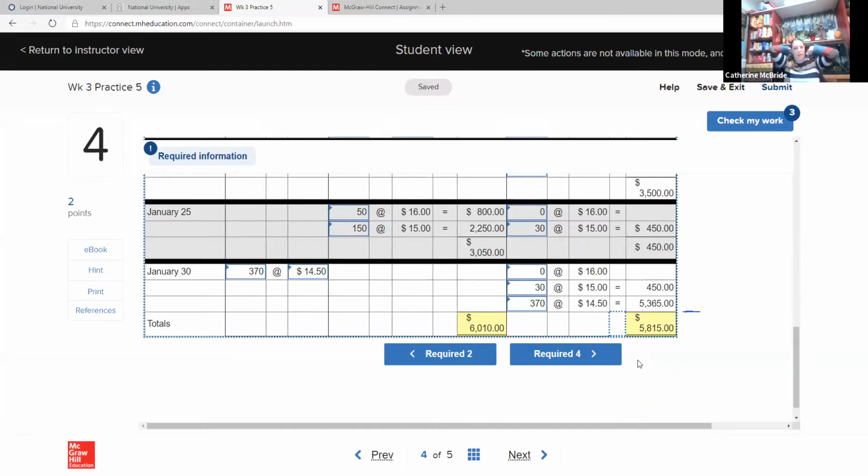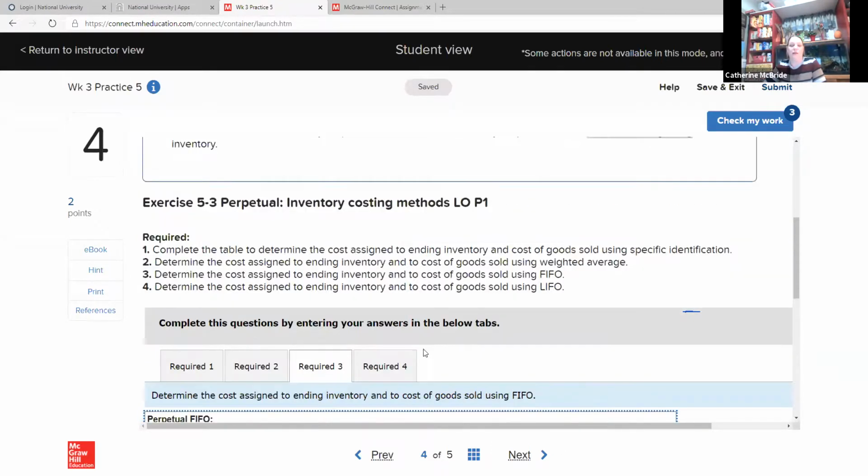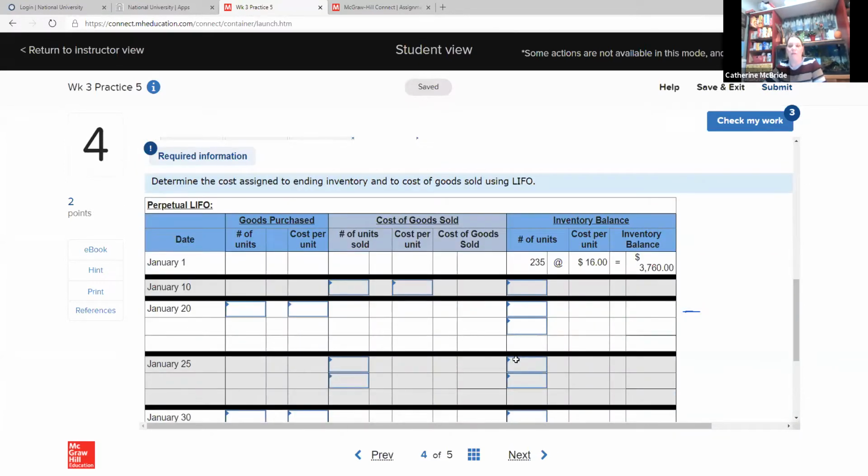So this tells me a couple of different things. For each sale, I can see what the cost of goods sold and what the ending inventory would be. And then you just have to keep using different layers. You're not going to get this the first time. We're going to do the same thing this time, but we're going to use last in, first out. So the data is the same.